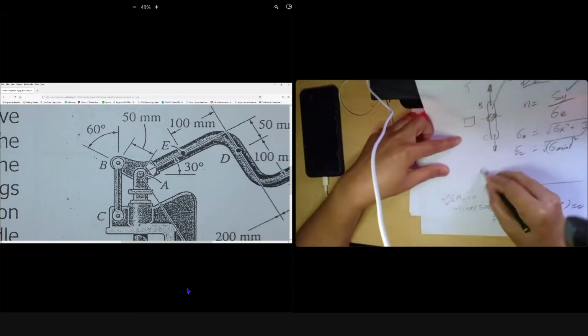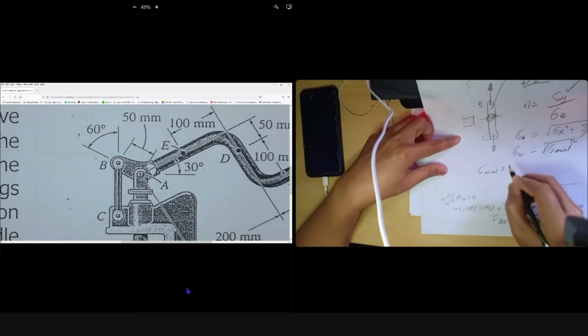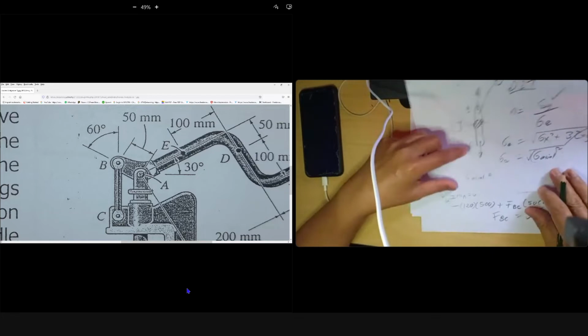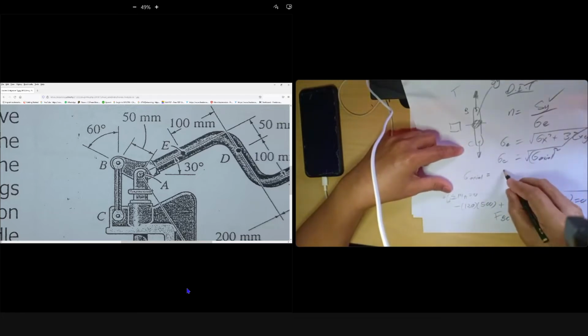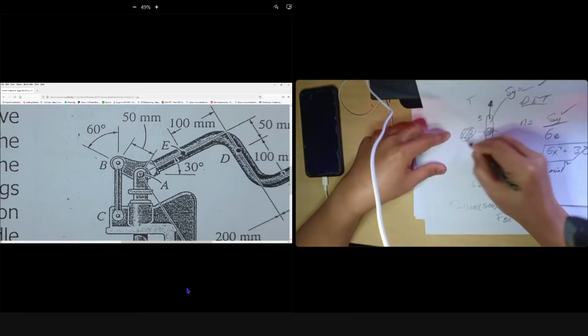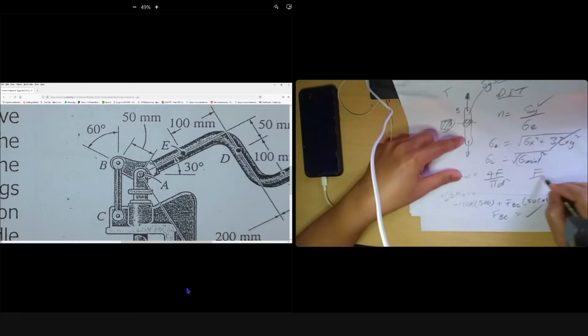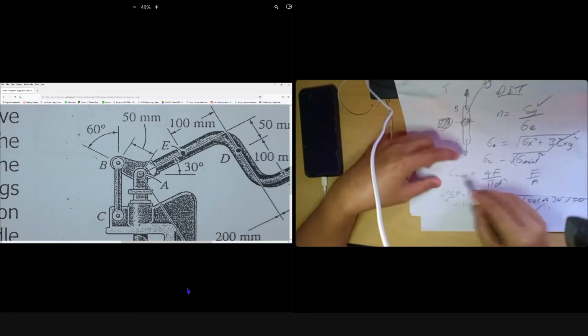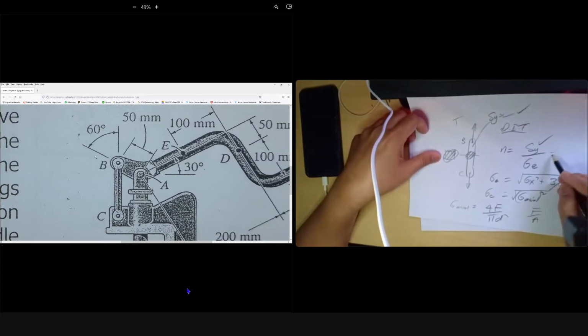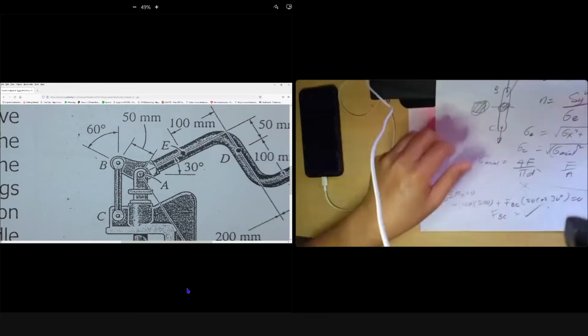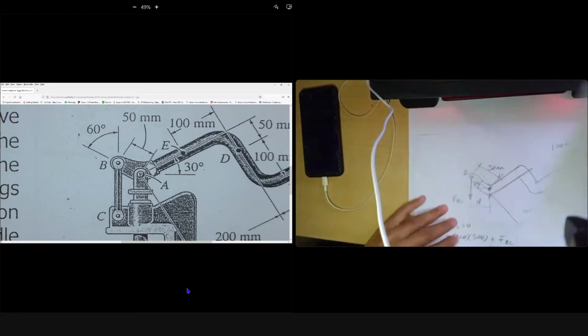So what is your sigma axial? There is no stress concentration, and we are not on fatigue yet. We just use basic sigma axial, 4F by d squared for a round section. If it is rectangular, it is F over the area. So that will be your sigma E, and then you get a safety factor. Okay, class?